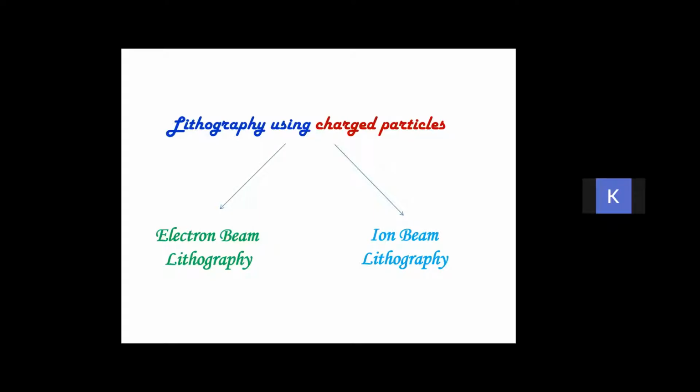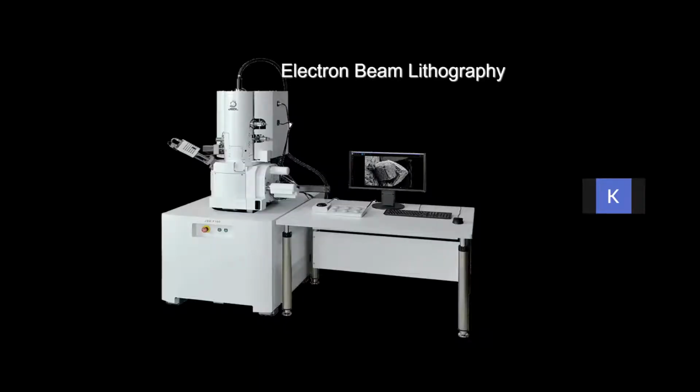Now, both ion beam and electron beam lithography use charged particles. Both electron and ion are charged particles. Based on that, we can classify the two as electron beam lithography and ion beam lithography. Electron beam lithography basically uses a focused beam of electrons, which can be made to scan over a surface and write the desired pattern by interacting with the material.